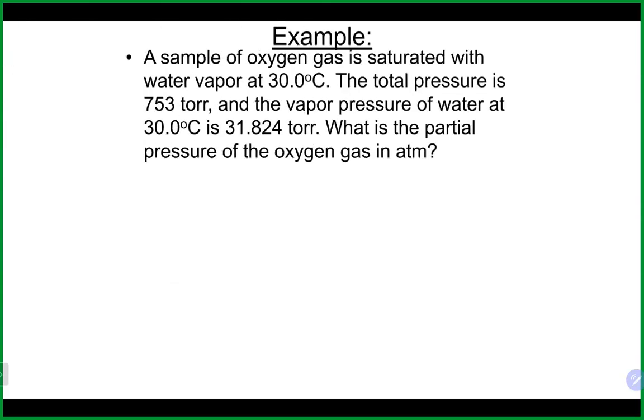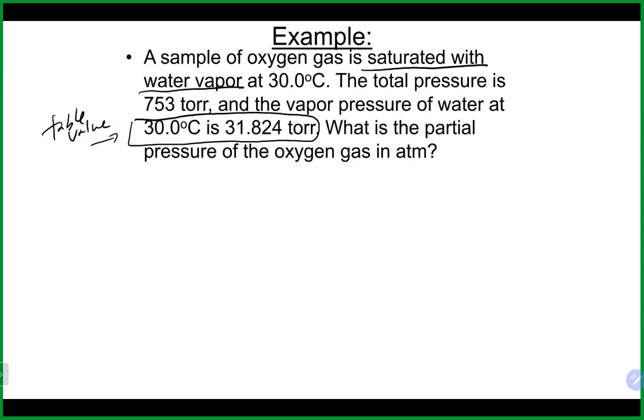So if we look at this here, a sample of oxygen gas is saturated in water vapor at 30 degrees Celsius. And that's really the key phrase that helps us understand that what we just saw in that picture is what is happening. The total pressure is 753 torr. The vapor pressure of water is 31.824 torr at 30 degrees. So this is really, in most cases, a table value, a value you would go look up in a table.